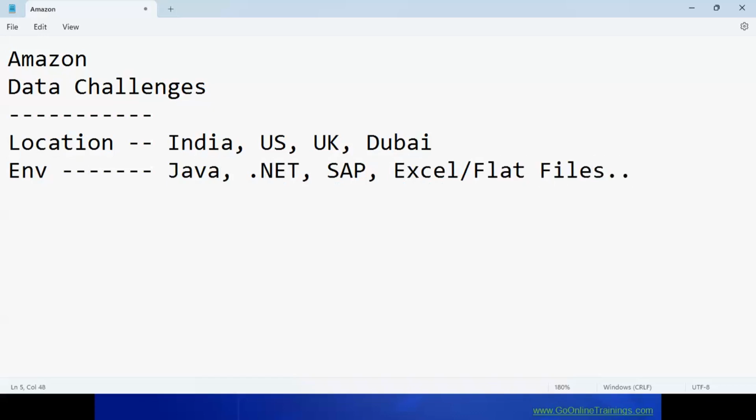So the data is not available in a single environment. Some of the data is available in Java, Android, .NET, SAP, Excel, flat file, and so on. It is not guaranteed that all the data is available in a single location.